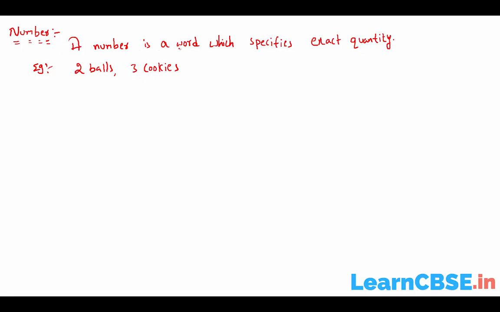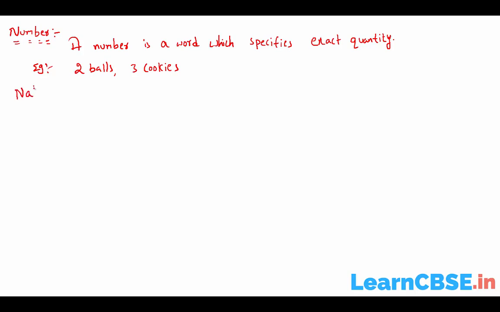So what is the difference? A number is a word which specifies exact quantity. That means it is countable, a definite quantity. Indefinite means you can say some sugar, but we cannot say exactly the number of sugar particles. Some sugar, some water, little sugar, few money. That is indefinite, but this is definite. Exactly we can say these are 2. 2 means definitely 2. So exact quantity. That is the definition of number.